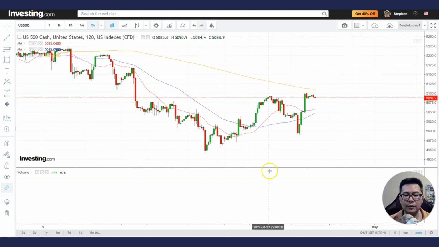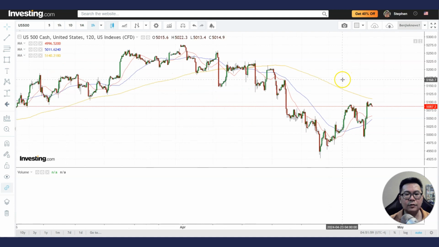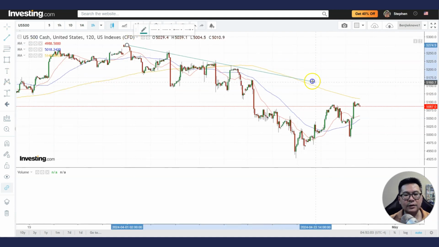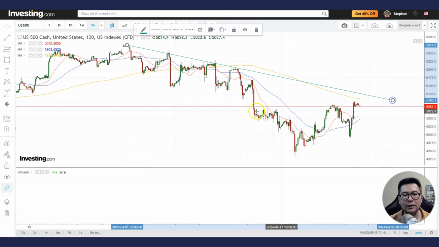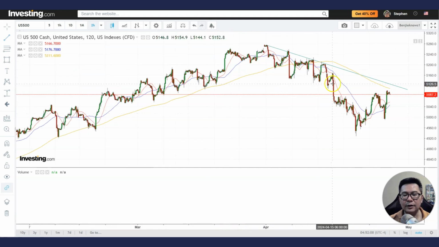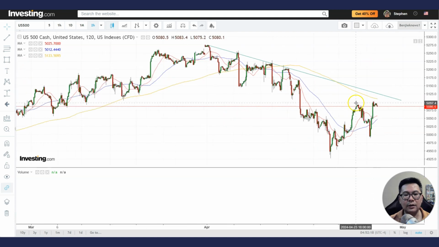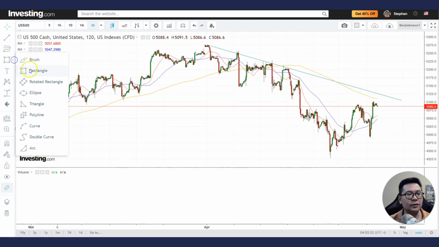Not a very nice cup with handle pattern, but what we really want to do is for it to absorb the supply that has come around here. This is supply area, and what we need to do is for it to trade sideways and then break out of this downtrend line. There's quite a lot of supply or resistance in this area.